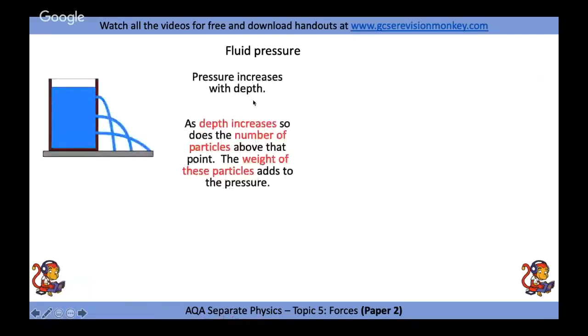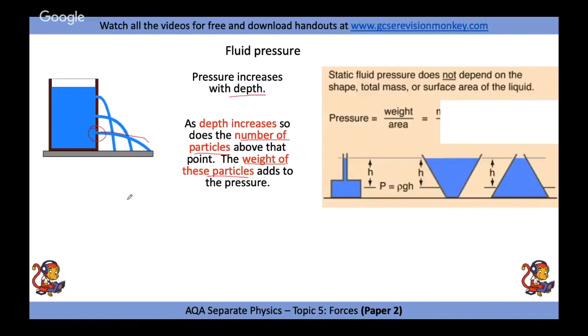Okay, fluid pressure. As I go deeper under the sea, pressure increases with depth. And why does it do that? Well, it increases because the number of particles above increases, and the weight of all those particles increases the force pushing down. So we might see with this tall column of water, if I was to make holes all the way down, we'd see that the deeper the hole, the higher the pressure, so the further that water shoots out.